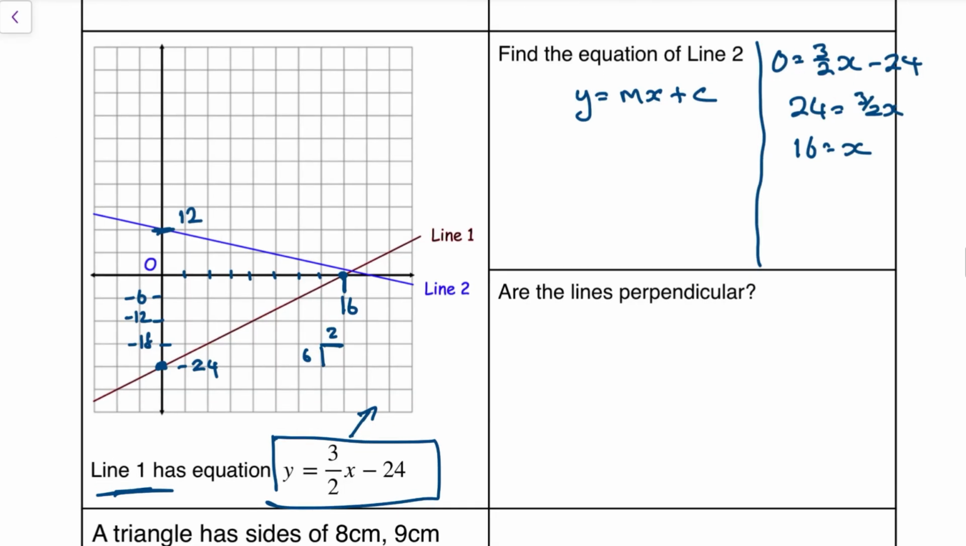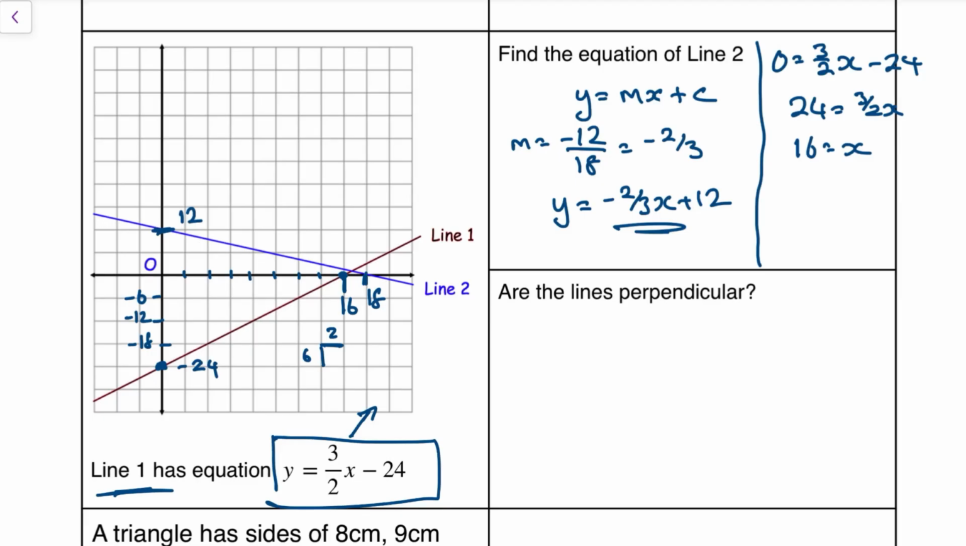Because I know that this here, so I'll just nudge the screen, this here is 18. So for line 2, my gradient, well, I'm going down 12 and I'm going across 18, and minus 12 over 18 simplifies down to minus 2 over 3. And my c value is 12, which means my equation of line 2 is y equals minus 2/3 x plus 12. So I've done the first part.